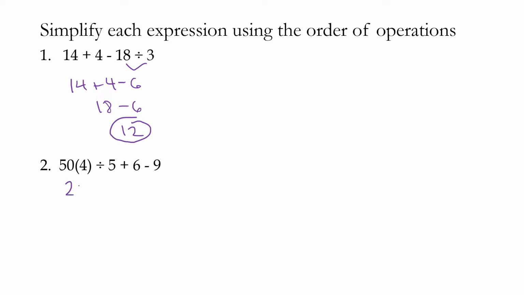And I get 200 divided by 5 plus 6 minus 9. 200 divided by 5 is 40, plus 6 minus 9. 40 plus 6 is 46, minus 9, and we get 37. Let's take a look at another.